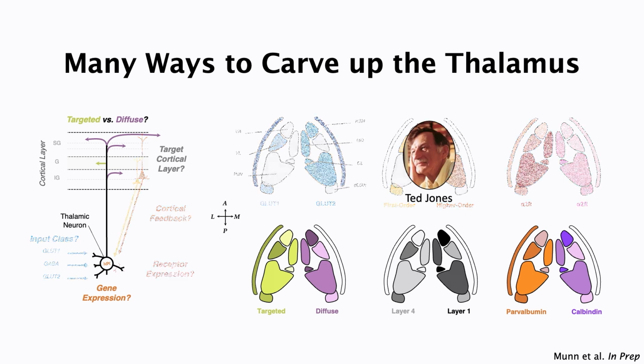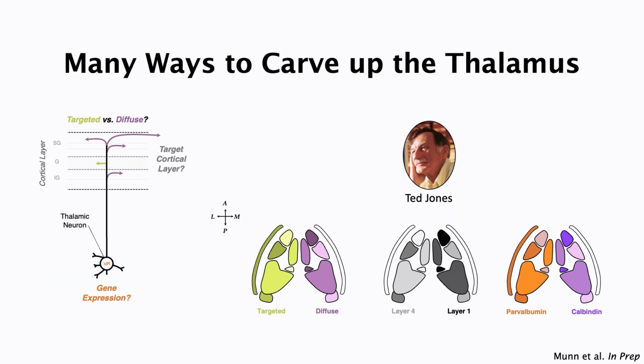Well, many years ago, back in the late 80s, early 90s, Ted Jones, a New Zealand anatomist, had a really lovely insight. If you looked at the three different parcellation schemes on the bottom row, whether they were targeted or diffuse projections from the different thalamic nuclei, whether they projected to layer 4 or layer 1 of the cerebral cortex, and whether they expressed a calcium binding protein, parvalbumin or calbindin, they actually align with each other pretty nicely.